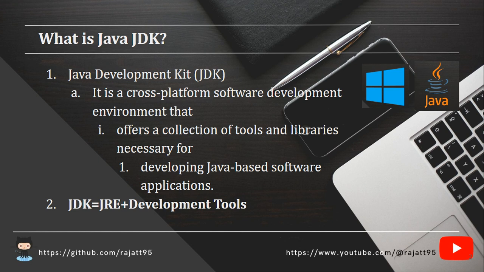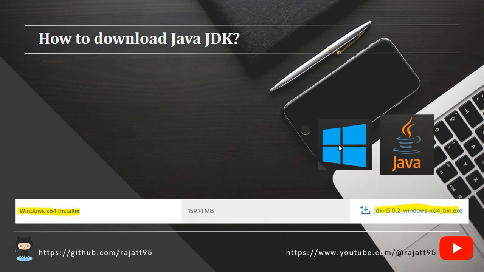JRE is a Java Runtime Environment. This JRE you can use for executing, for running the application which has been developed using the Java programming language. But to develop any application using the Java programming language, we need JDK. So how to download Java JDK?